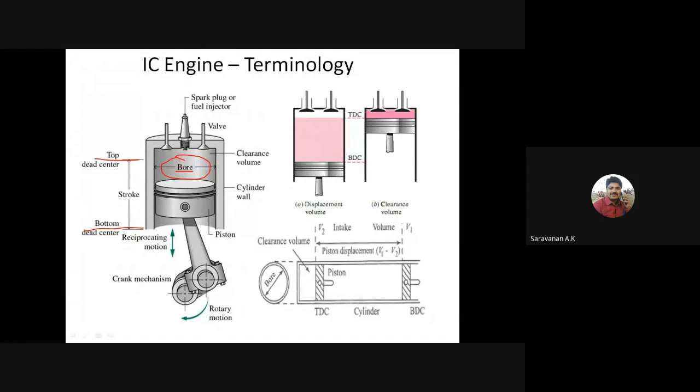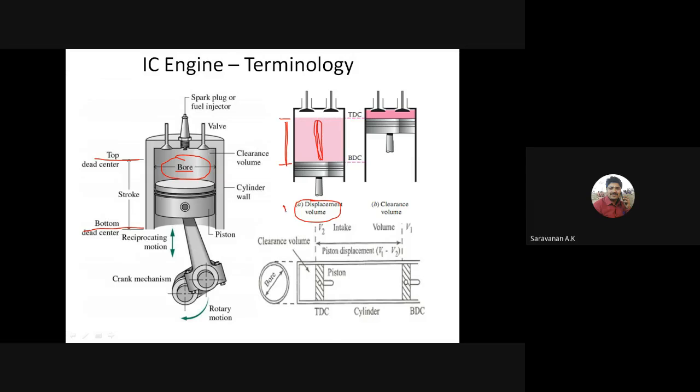Then here we have two types of volume, right? One is the displacement volume or swept volume. What is the displacement volume? When the piston moves from TDC to BDC, that is, from the top dead center to the bottom dead center, this volume is called the displacement volume or swept volume, right? The linear distance is called the stroke, and the volume is the swept volume or displacement volume.